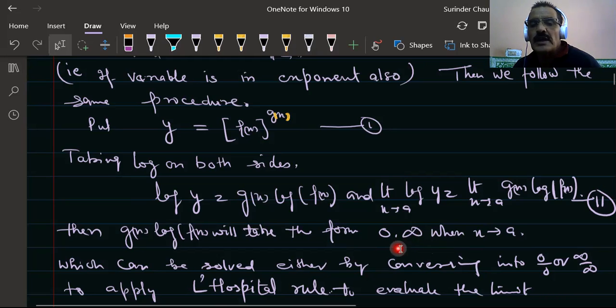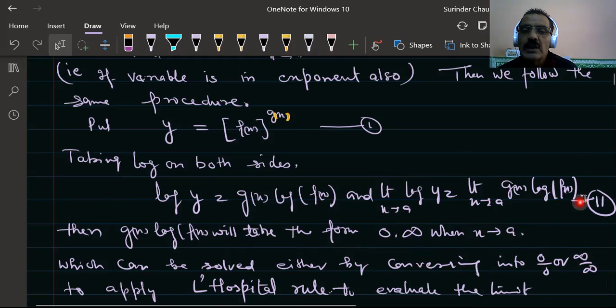At every step we'll get this type of form, infinity into infinity or 0 into infinity, right? So when this form is reduced, we will convert it. We have solved this form in the previous lecture: 0 into infinity or infinity into 0. We'll convert that into either 0 by 0 form or infinity upon infinity form to apply L'Hospital rule.